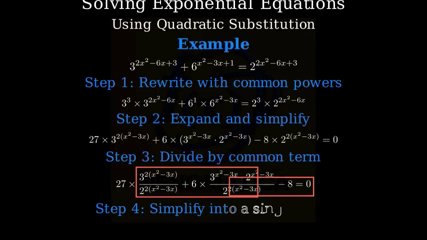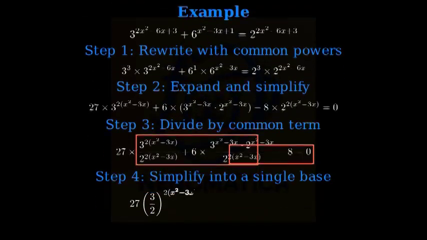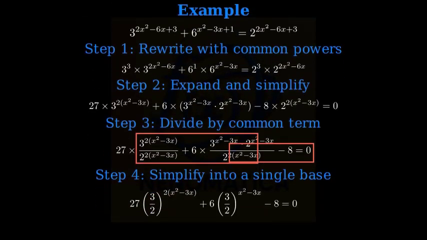Step 4. Let's simplify the fractions. In the first term, we have 3 over 2, all raised to the power of 2 times x squared minus 3x. In the second term, the numerator simplifies to give us 3 over 2 raised to the power of x squared minus 3x. So our equation becomes 27 times 3 over 2 raised to the power of 2 times x squared minus 3x, plus 6 times 3 over 2 raised to the power of x squared minus 3x, minus 8 equals 0. This is getting simpler, but we still have exponential terms with different powers.